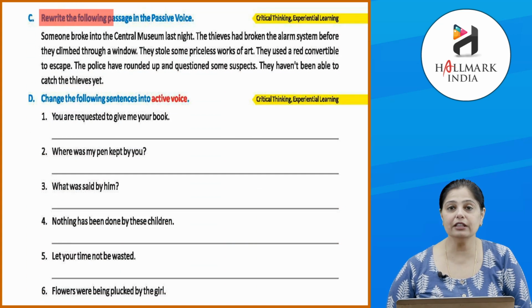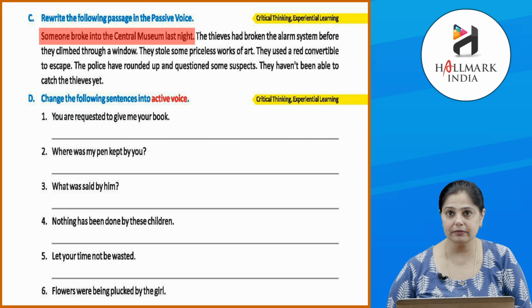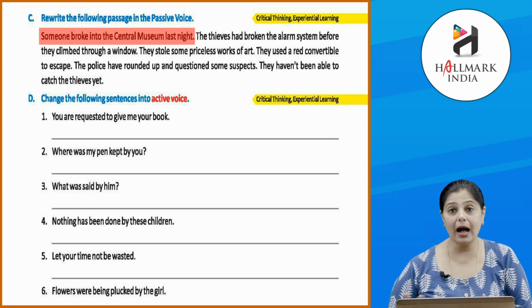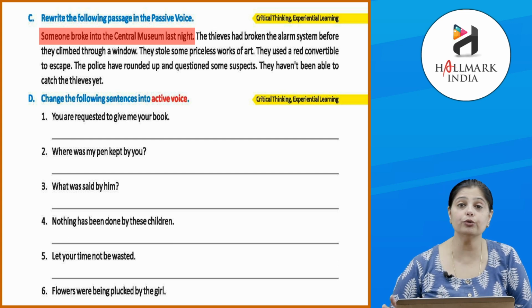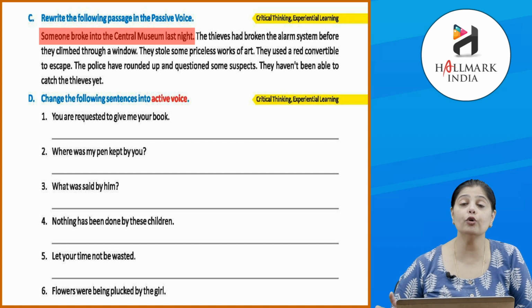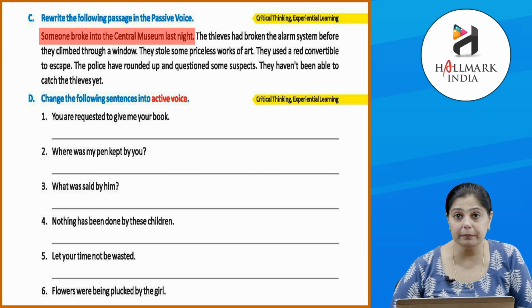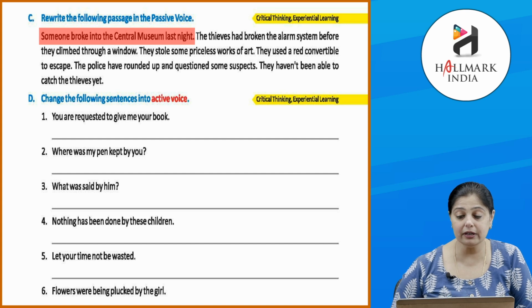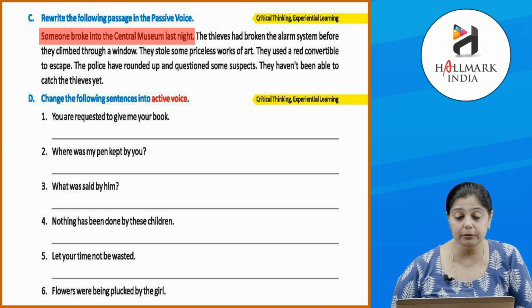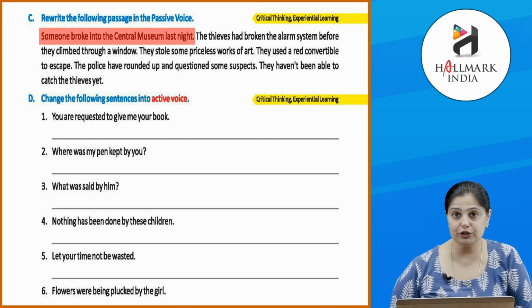Now rewrite the following passage in the passive voice. Someone broke into the Central Museum last night. Okay. So now you have to read this entire passage and then change the entire passage into a passive voice as though you are writing an article for a newspaper and you are telling them about whatever incident has happened at the museum. Alright. So this is what you have to do. Now I'll read out the passage for you, but you have to change it to the passive voice.